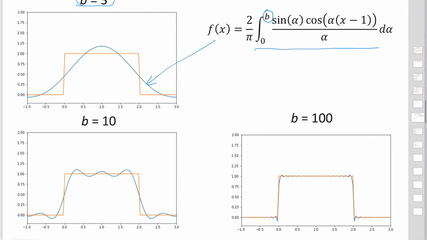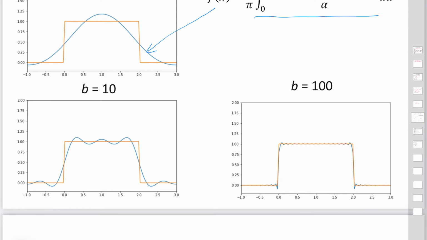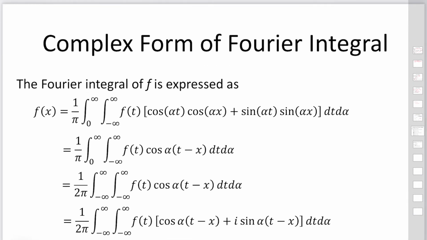When b equals 3, the trend of the curve is very similar, but it's quite easy to distinguish the two curves. By increasing b, the two curves approach each other. And finally, if b is 100, we have almost identical curves. The blue curve and the orange line are very close. So by increasing the upper limit b, we can express the function f using the Fourier integral.